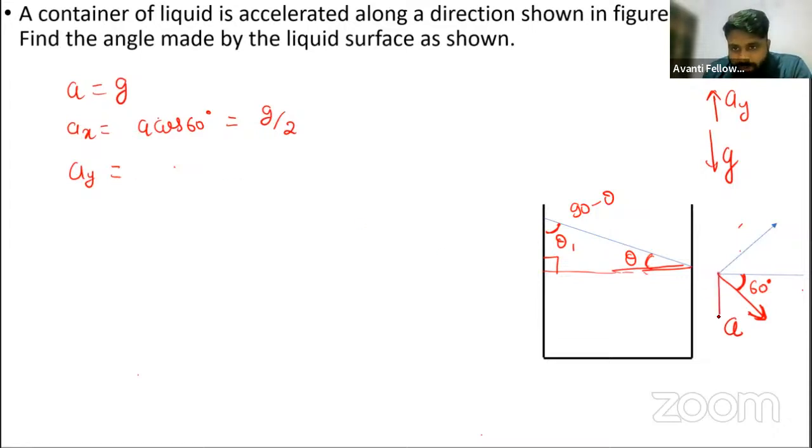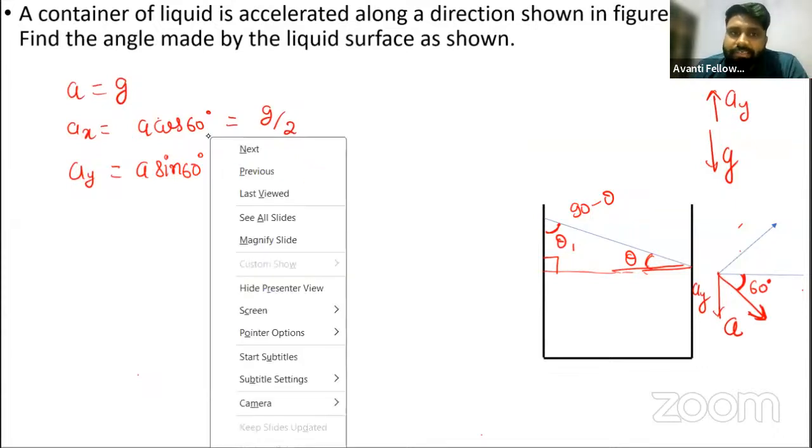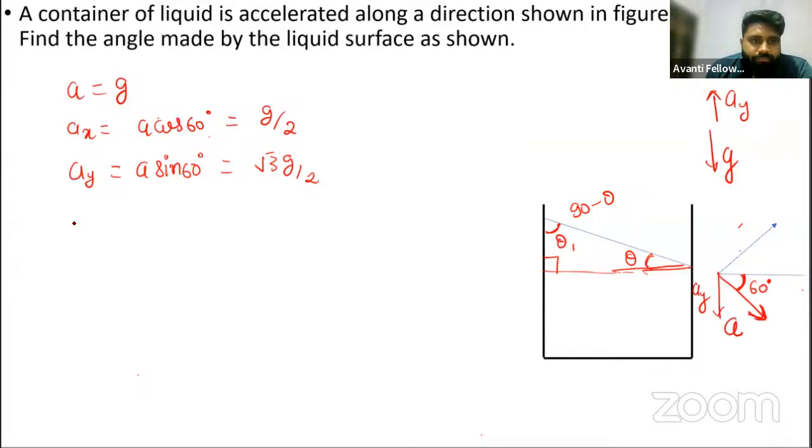AY we have in downward direction now, AY, which is A sin 60, and it is nothing but root 3 G by 2, because sin 60 we have as root 3 by 2. Now tan theta, how to calculate? Component in horizontal direction divided by component in vertical direction. But you have to take the A effective in the vertical direction.